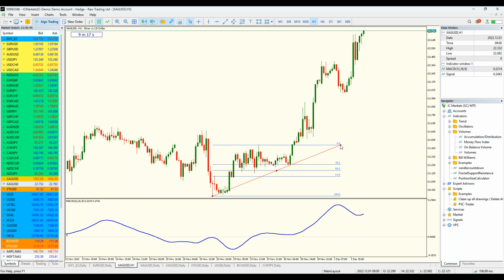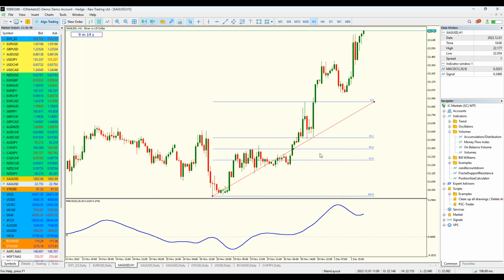Let's do the next one. So let's take, I'm going to come up to this high here. And actually it's interesting, it touches on the 382 even though we have this measurement still down here. If I bring it up to here, it comes back down to the 50 Fib. Okay, so let's move it up to the next one.